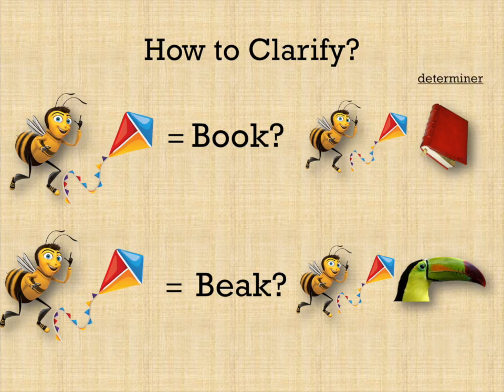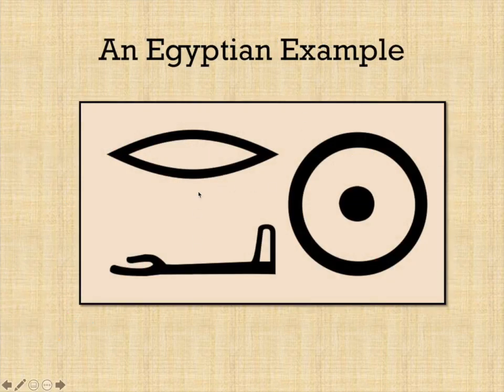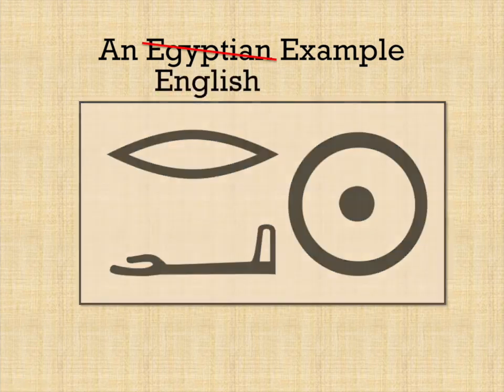A determiner. Let's look at an Egyptian example. On this side, we have the sound, and over here we have the picture. What do you think that is? What do you think this is? Well, this is actually a mouth. This is an arm stretched out, and this is a picture of the sun. But we'll come to this example a little bit later. For right now, let's change this from an Egyptian example to an English one. What if I were to write this?